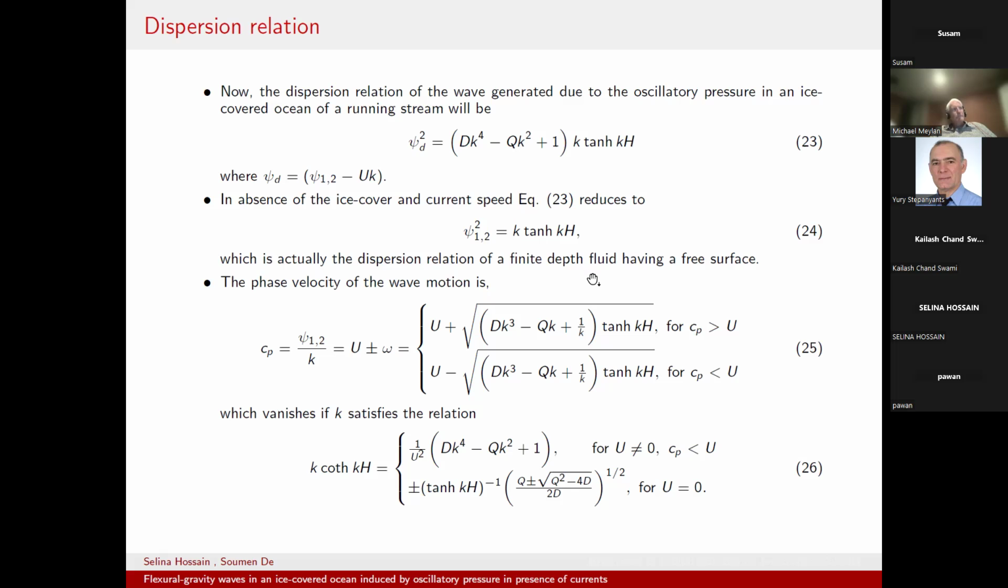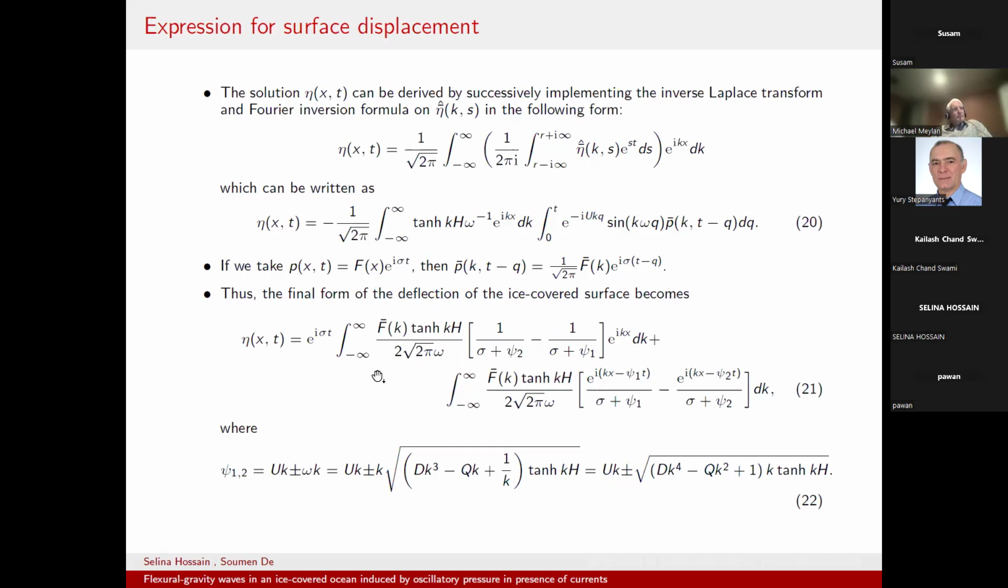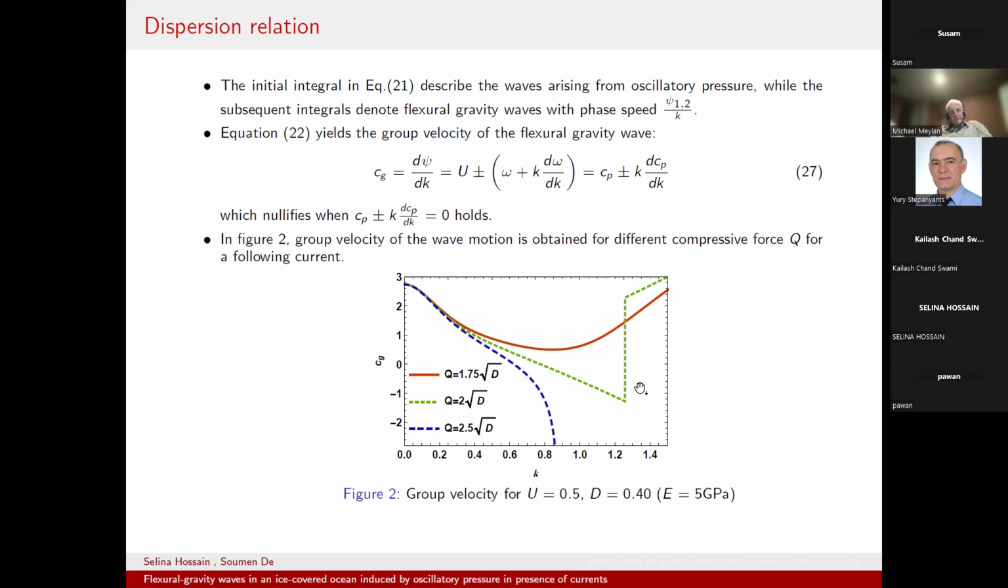The phase velocity of the wave motion is given by equation number 25 for a following current and for an opposing current, which vanishes if k satisfies the relation 26. Now, if we look into the integral in equation 21, the first integral denotes the waves generated due to the oscillatory pressure, and the second integral denotes the flexural gravity wave, which moves with the phase speed psi 1, 2 by k.